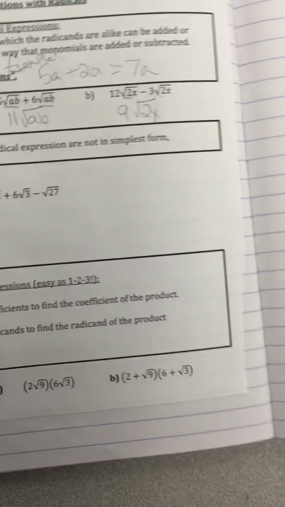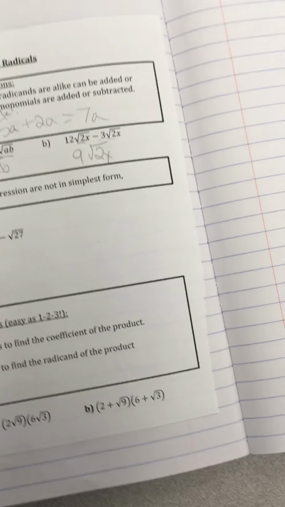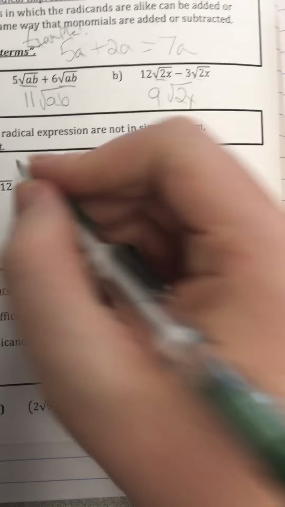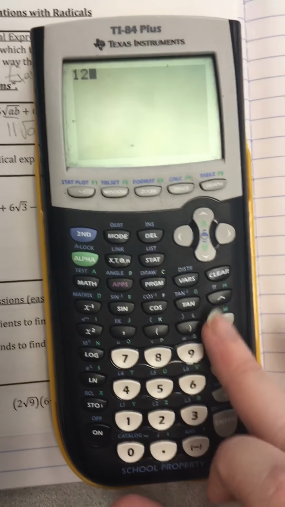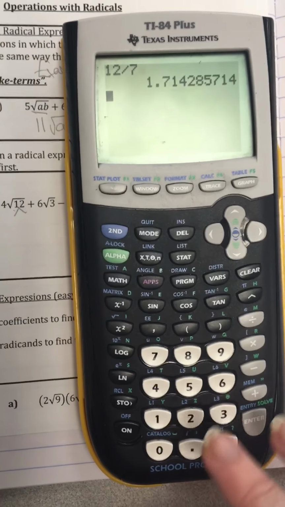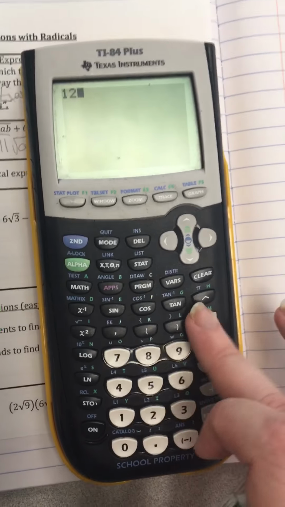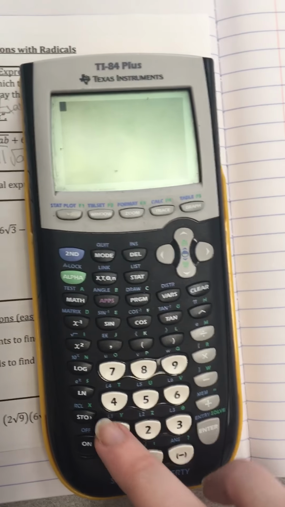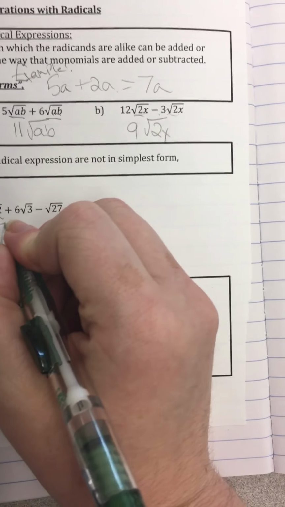So let's go back to what we learned in the last video about simplifying roots. We're going to divide this by prime numbers. So let's do 7 first. All right, that doesn't work. So now we're going to try 5. That doesn't work. Well, let's try 3. That does work. So we got 3 and 4.